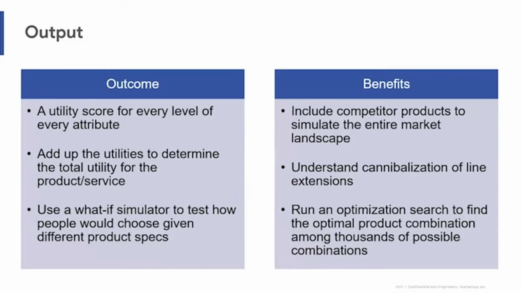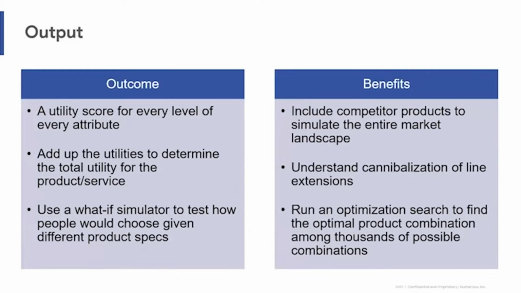The output of a conjoint analysis gives us a utility score for every level of every attribute that we just saw on those previous slides. We can add up the utilities to determine the total utility for our product or service. And then we can pit products against each other and use a what-if simulator to test how people would choose given the different product specs.